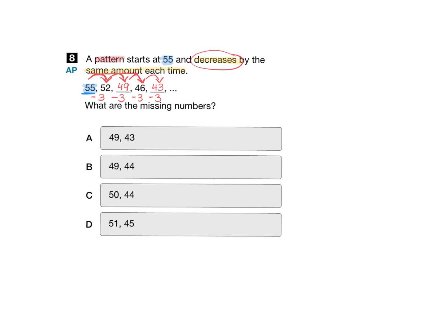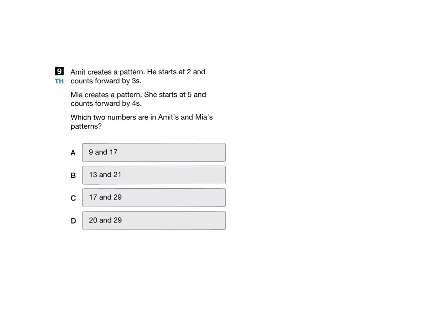So what's the answer here? What are the missing numbers? The missing numbers are 49 and 43, so the answer would be A. Excellent. Very good. Okay, so here's our last question for algebra, patterns and relationships, and this is the thinking question.